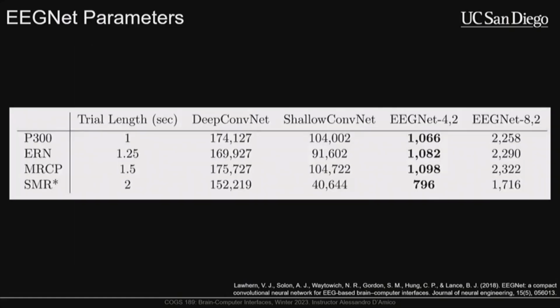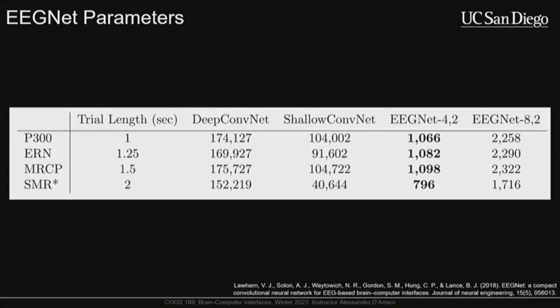So as I've been talking about the number of parameters a lot, and just to put it into perspective, here are some naive convolutional neural networks, so the deep ConvNet and the shallow ConvNet, and you can just see, we have orders of magnitude fewer parameters with EEGNet 4.2 and EEGNet 8.2. And the reason, again, why these different signals have different lengths and different numbers of parameters is because you need more time to get these signals. So actually, for the feedback error-related negativity, which is the second row, you could have made it the same length as the P300. I don't really know why they chose a longer time point.